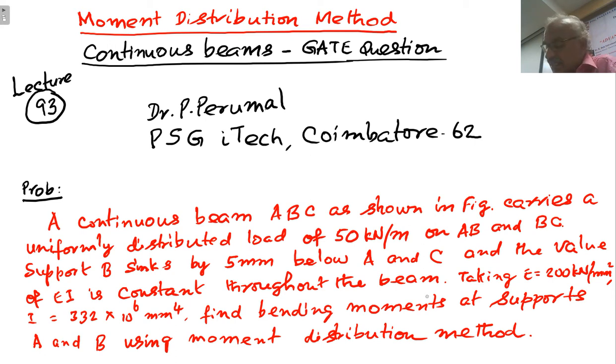EI is constant. Taking E equal to 200 kilonewton per square millimeter, I equal to 332 into 10 power 6 millimeter to the power 4. Find the bending moments at supports A and B, because C is a simply supported end, using the moment distribution method. So that's about the figure and the question that is given in the GATE examination.